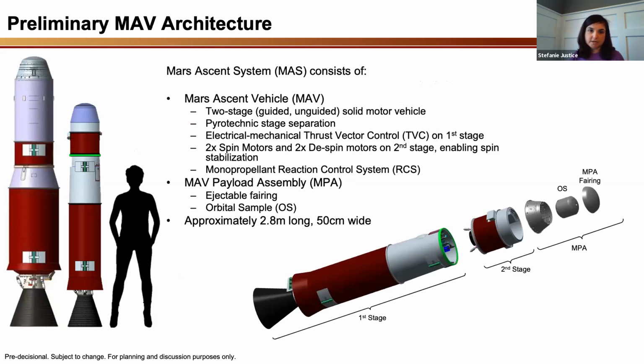Some high-level vehicle architecture. As I said before, the Mars Ascent vehicle is part of the Mars Ascent system. It's a two-stage guided, unguided, solid motor vehicle with a pyrotechnic stage separation, electromechanical TVC on the first stage, 2 spin motors and 2 de-spin motors on the second stage, and a monopropellant reaction control system. The MAV payload assembly has an ejectable fairing and contains the orbiting sample. So that's the important piece of the mission that we want to get back. The entire MAV vehicle is approximately 2.8 meters long and 50 centimeters wide.